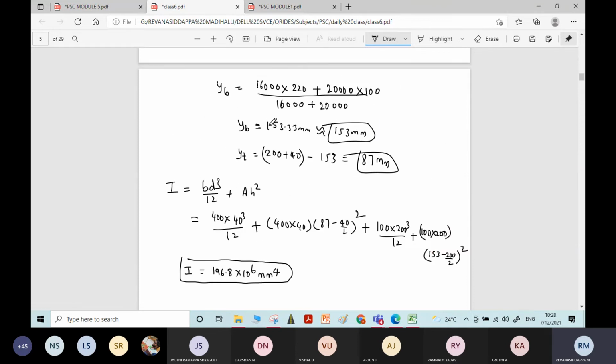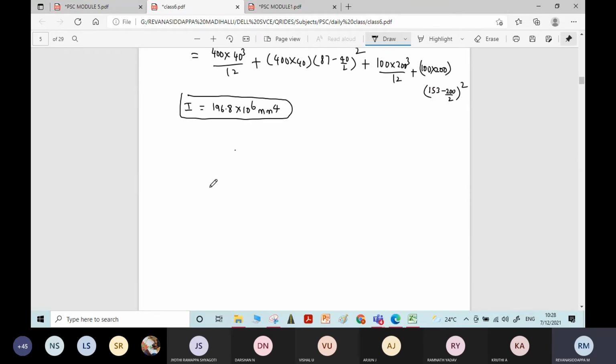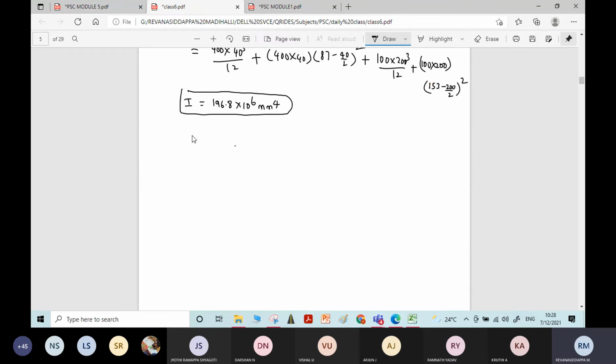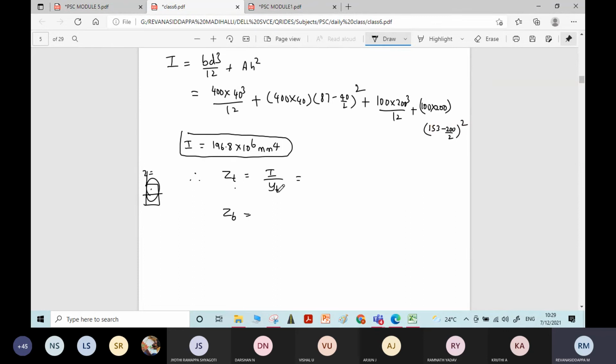Now you got moment of inertia, you know the distance of centroid, you can calculate section modulus now. Therefore, ZT is equal to I by YT, section modulus with respect to top fiber, and section modulus with respect to bottom fiber. If it is a symmetric section like rectangle, both IB and IT will be equal, it will be directly divided by 2. Therefore, we will calculate only one Z, I by Y. But for T section, YT and YB are different, so you need to individually calculate ZT and ZB.